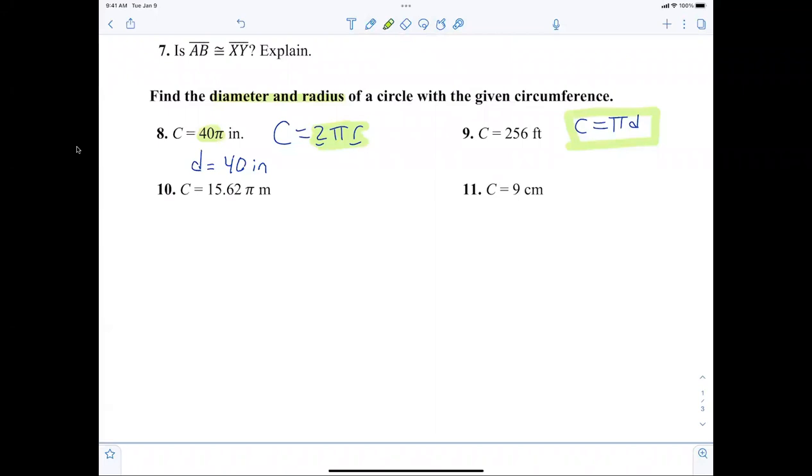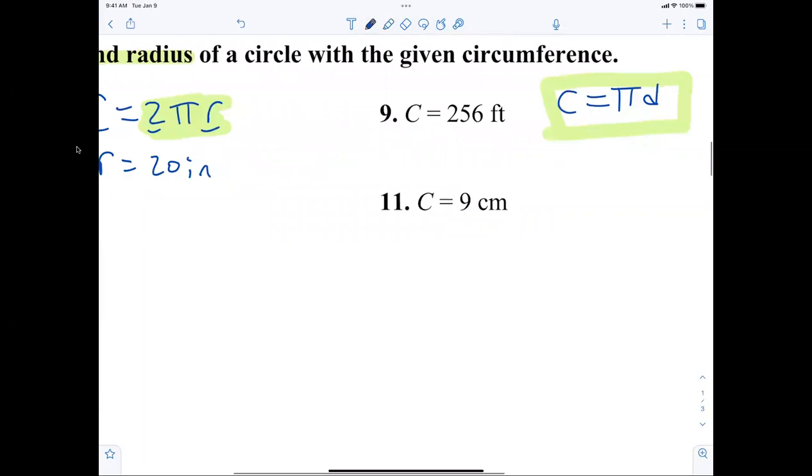And if the diameter is 40 inches, then the radius would be what? What is it? 20 inches. Now generally, if the circumference is 256, I'm just going to go ahead and say then the diameter is what? If I had to do this without a calculator, what would we say?